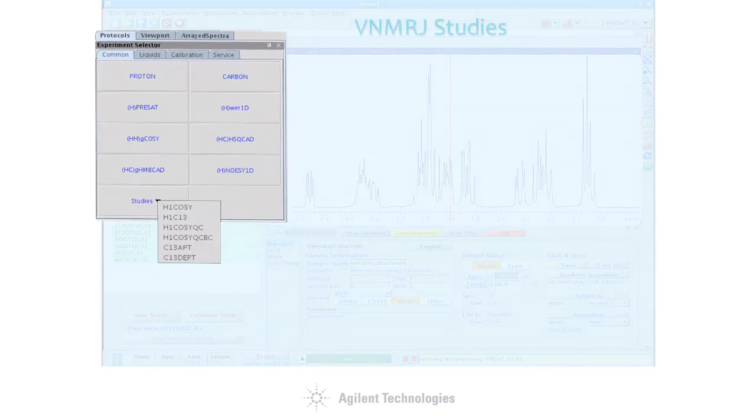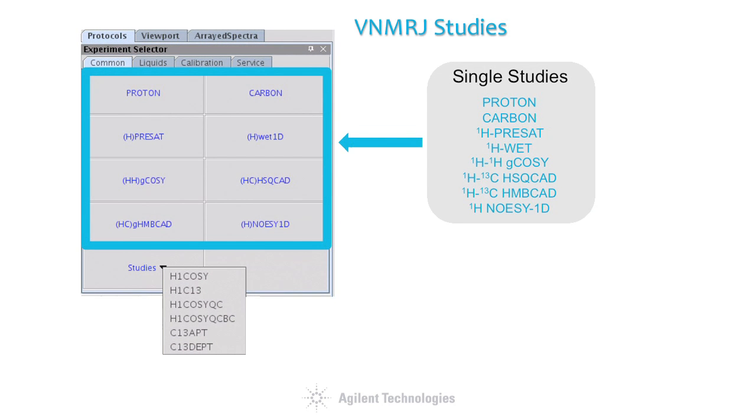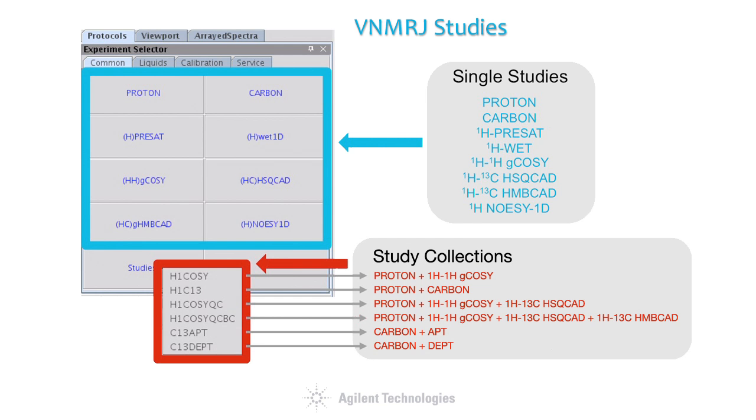A study may be as basic as a single experiment or pulse sequence, but may also consist of a complex collection of requests, including an arbitrary number and combination of simple studies. Study collections may prove extremely handy when the same experiment combination must be repeated on many samples over and over again.